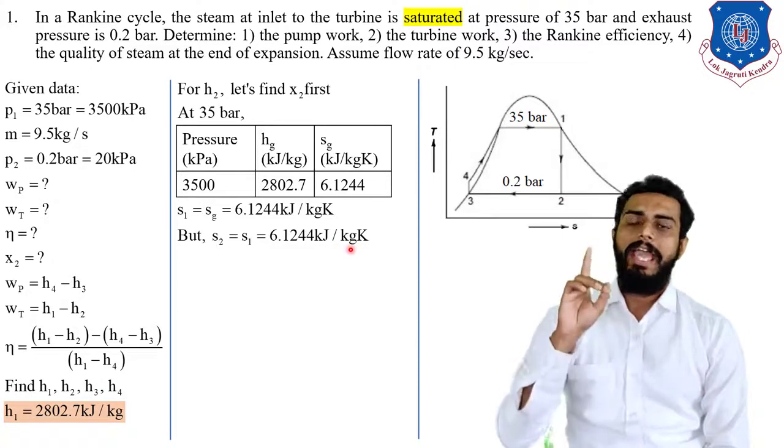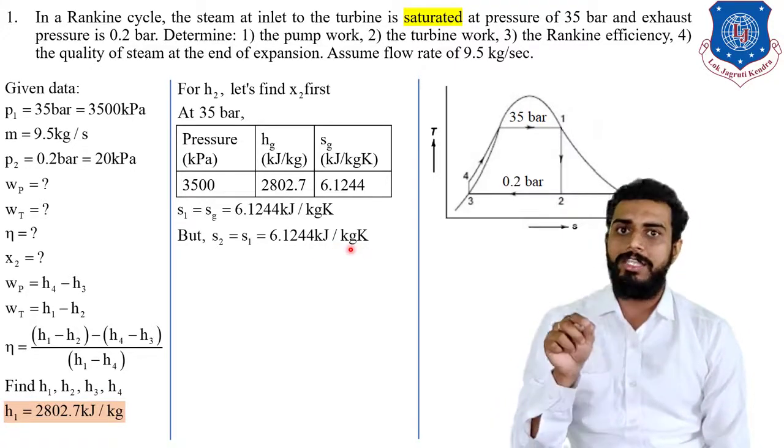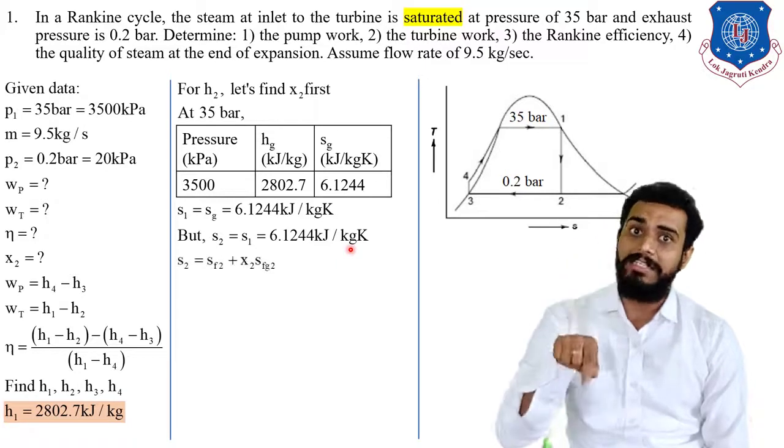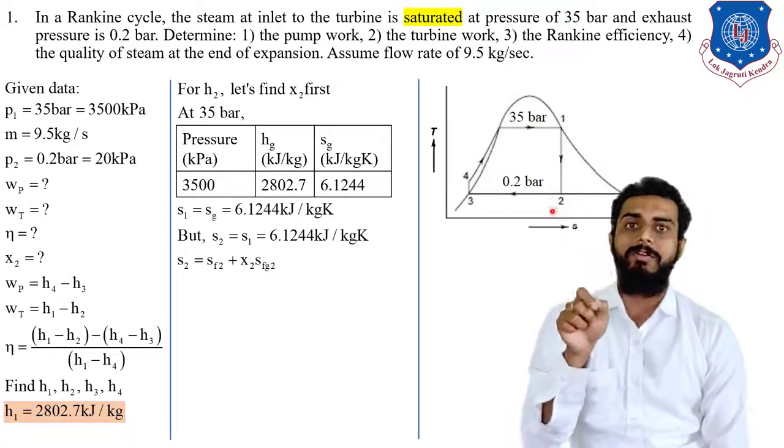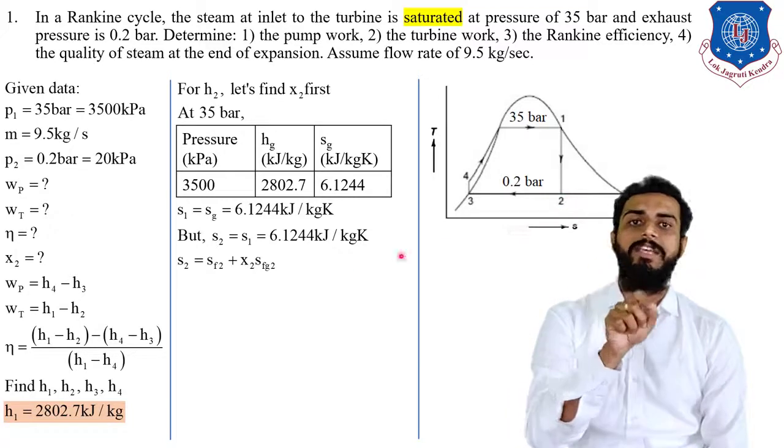Now further, S2 is equal to what? S2 is equal to, now point number 2 is in wet region. So for wet region, the entropy equation is what? S2 is equal to SF2 plus X2 SFG2.